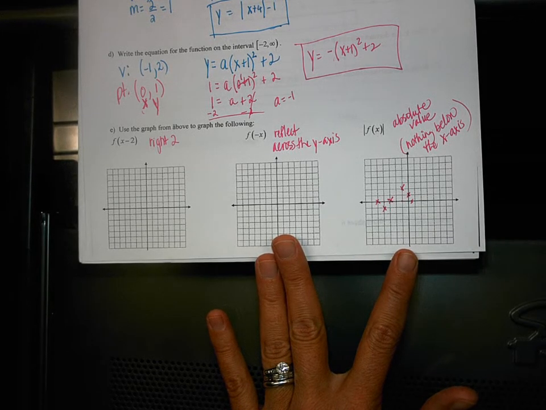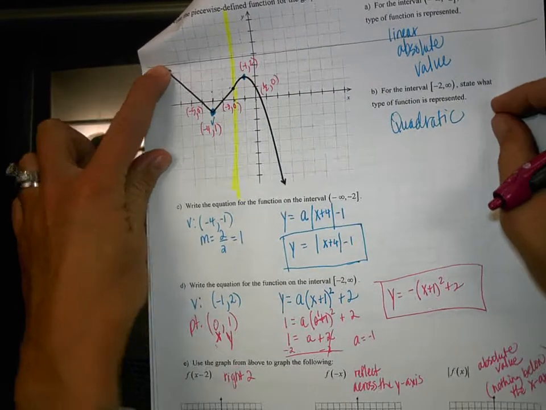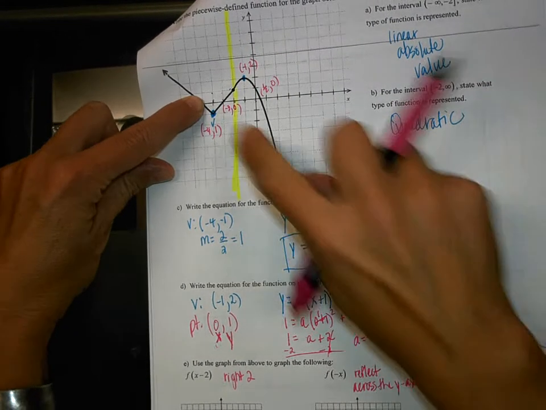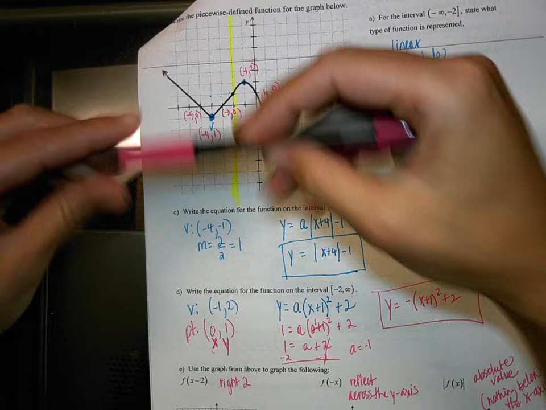So if you look at this graph, do you see how this is all fine? But at this point right here where it's going below the x-axis, this part will need to flip up.